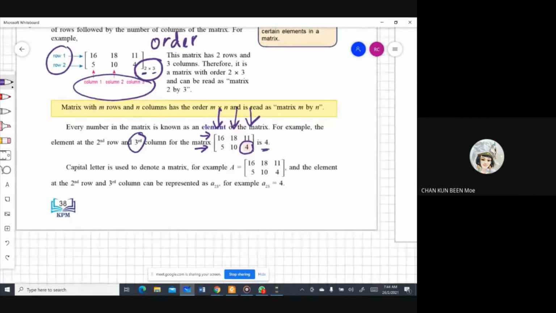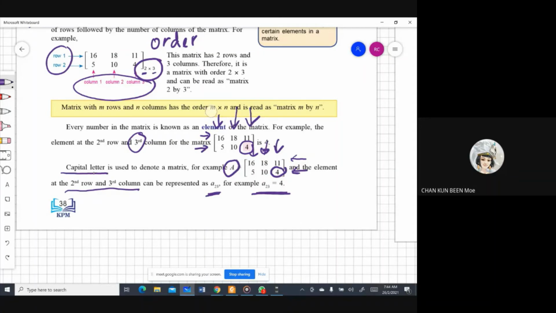We look at the second example here about the name of the matrix. A capital letter is used to denote a matrix. For example, A, capital letter, is equal to all the matrix over here. And the element at the second row and third column: you have to refer to the second row again. This is the second row. Third column, 1, 2, 3. Second row, third column can be represented as a23. So a23 is equal to 4.